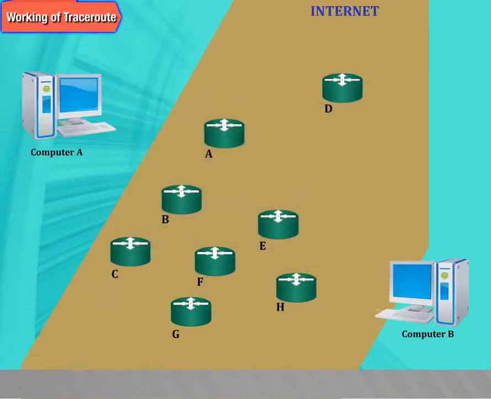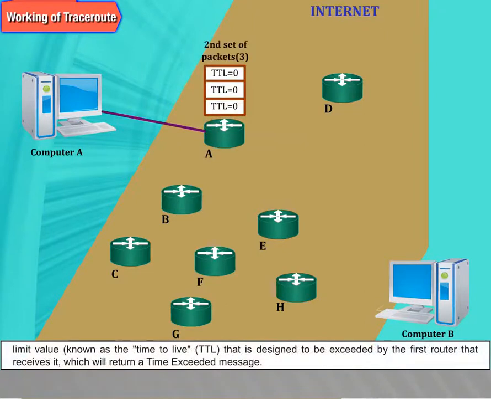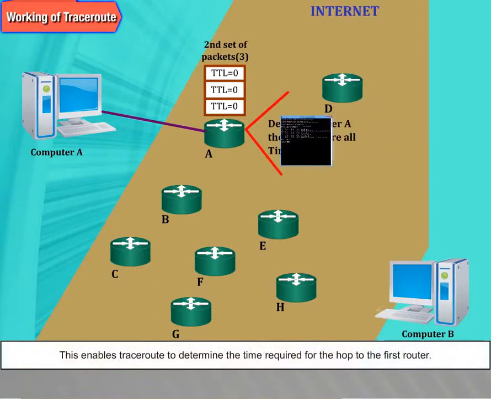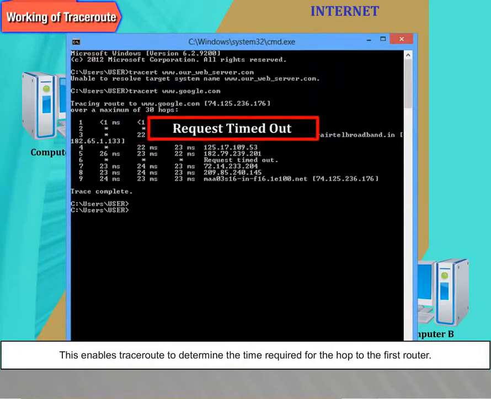Working of traceroute. When you enter the traceroute command, the utility initiates the sending of a packet using the Internet Control Message Protocol, or ICMP. Included in the packet is a time limit value known as the time to live, that is TTL, that is designed to be exceeded by the first router that receives it, which will return a time exceeded message. This enables Traceroute to determine the time required for the hop to the first router.